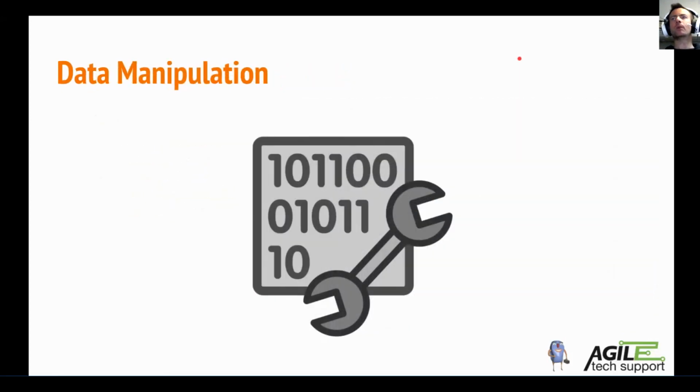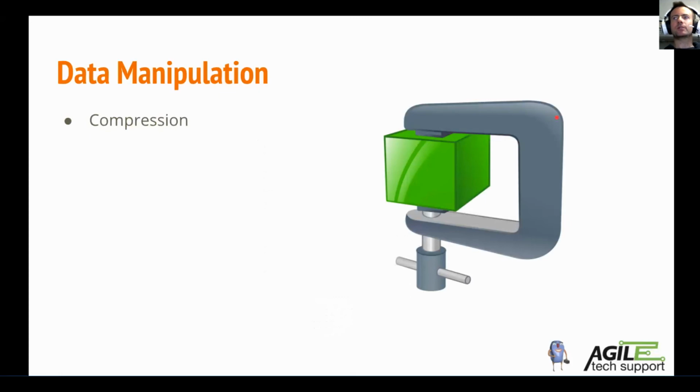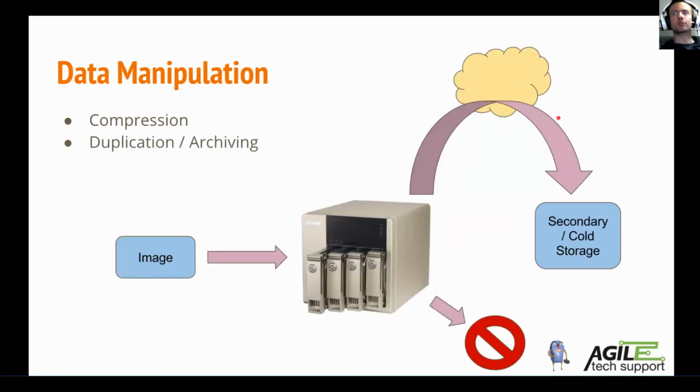Regardless of the backup model and the way it's managed, the process of creating the backup involves manipulating the data to some extent. Compression may be applied to the image to reduce storage requirements. The image may be duplicated onto secondary storage devices for additional protection. Old images will either be deleted or archived into cold storage.